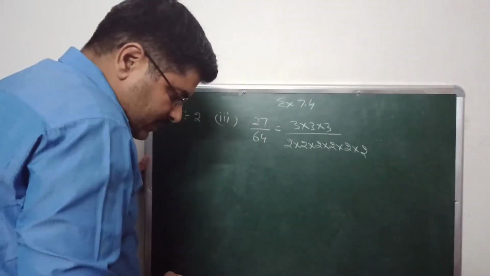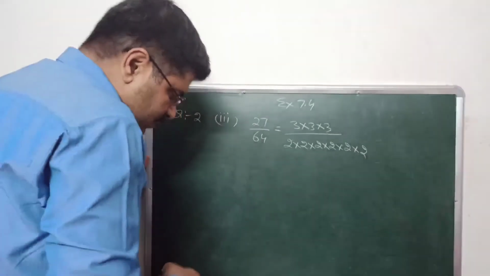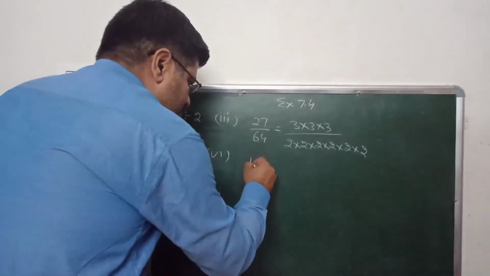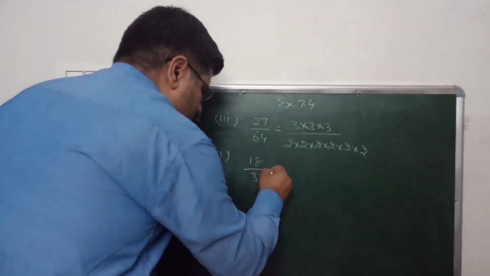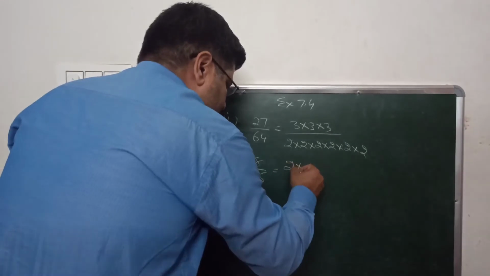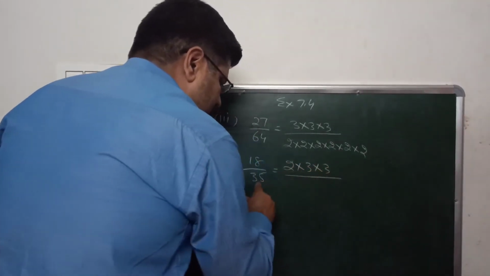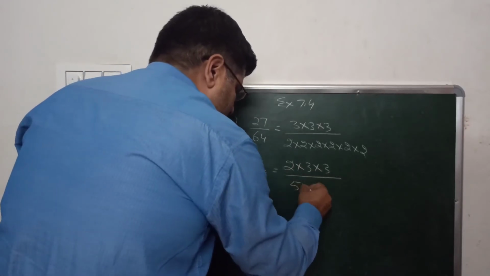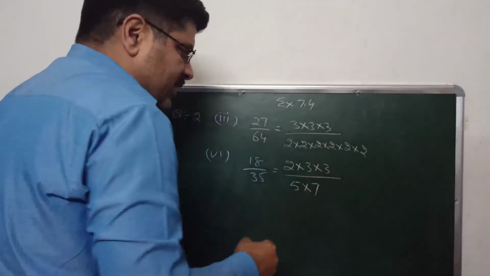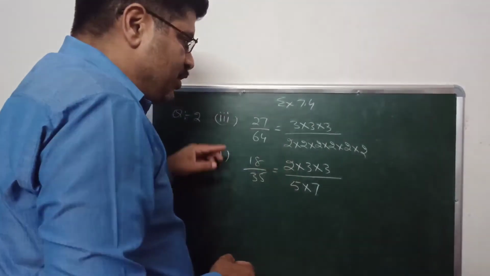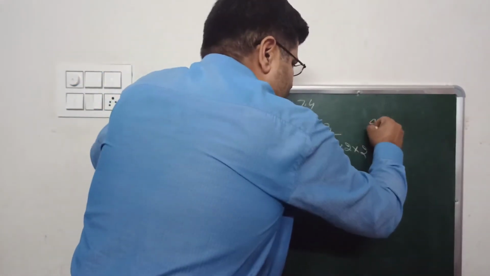Let us take now question number, same question, 6th part. It is 18 upon 35. Factors of 18 are 2 into 3 into 3. 2 3s are 6, 6 3s are 18, and that of 35 are 5 into 7. Again, if you see, we cannot cut anything from the numerator and denominator. So here it is in simplest form.